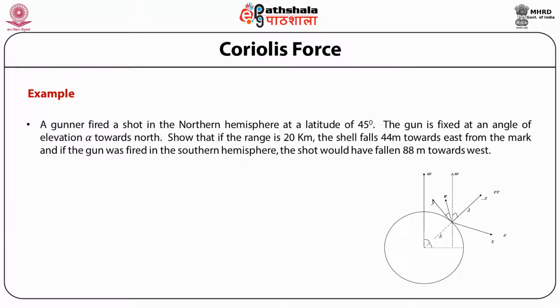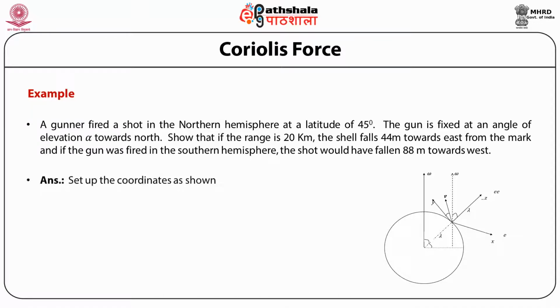Imagine a gunner firing a shot in the northern hemisphere at a latitude of 45 degrees. The gun is fixed at an angle of elevation alpha towards the north, so that if the range is 20 km, the shell falls 44 meter towards east from the mark. And if the gun was fired in the southern hemisphere, the shot would have fallen 88 meter towards west.